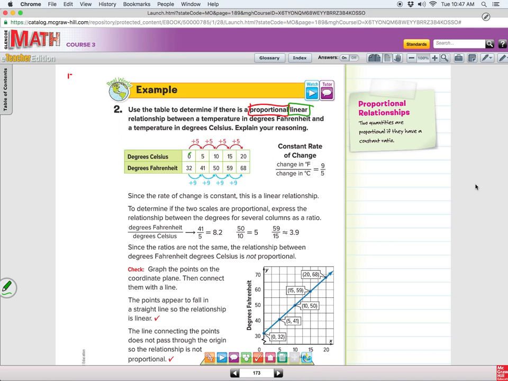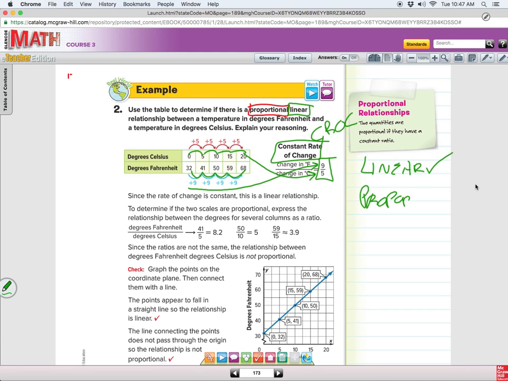So they've already done this for us. 0 to 5, plus 5, plus 5, plus 5, plus 5, plus 9, plus 9, plus 9, plus 9. So it's constant. The constant rate of change, or the CROC, you take the change in y over the change in x. So we have 9 over 5 as our constant rate of change, or our CROC. I kind of like using CROC. I think it's funny. All right, so it is linear. Linear. Check. Is it proportional? Proportional. That's our next check we need to do.